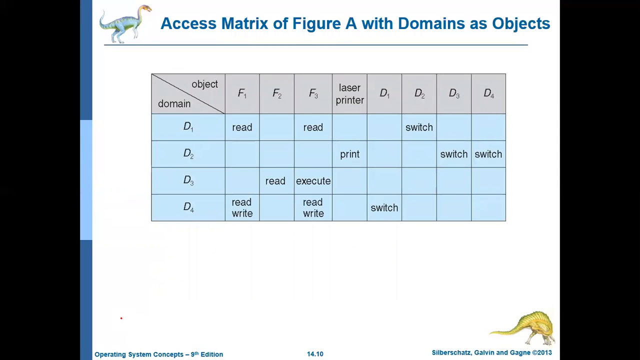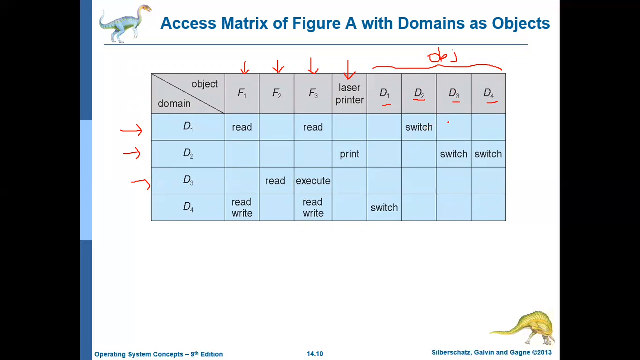For example, the domain itself can be an object. The domain itself can be represented as an object also. So generally we discussed that the rows represent domains and the columns represent objects. So here you can see F1 is an object which is a file, F2 is an object which is a file, F3 is an object which is a file, and this laser printer is an object which is a hardware device. And then these four are domains, but these are represented here as objects. So D1 is represented as an object, D2 is represented as an object, D3 is represented as an object, and D4 is also represented as an object.